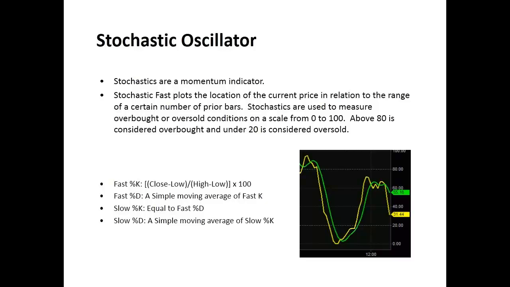With the 80 and 20 bands, the conventional thinking is that when the oscillators move above the 80 band and then fall back under the 80 band, that's when you want to sell your stock or short the stock. When they fall back under the 20 band, then it's oversold. So when the oscillators cross back up above the 20 band, that's your classic buy signal.